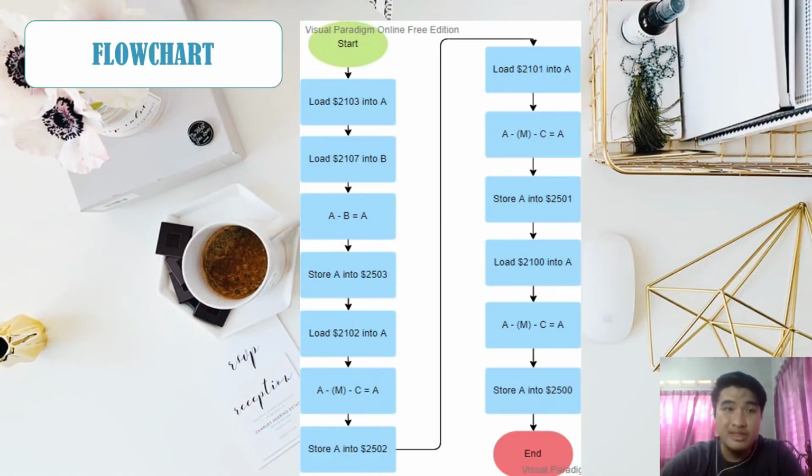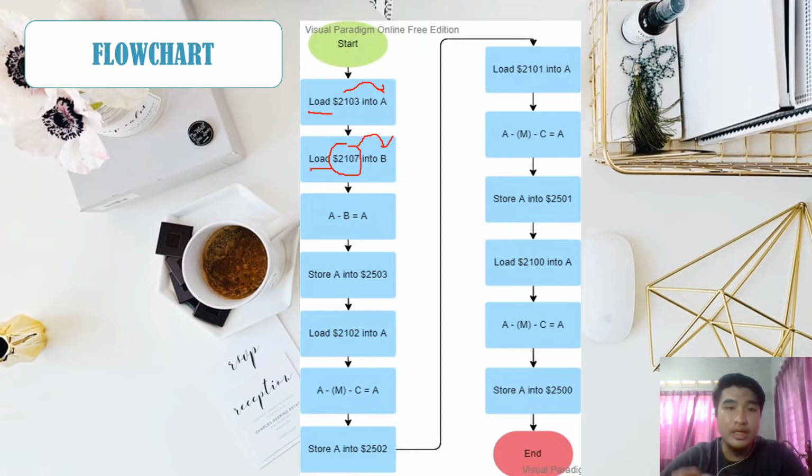Every project must have its own flowchart because the flowchart will be the guidance for the student to complete the project. As we can see here, this flowchart starts with the instruction of load. We need to load this value into accumulator A. So we load the $2103 into accumulator A. Then we also use the instruction load to load this value to accumulator B.